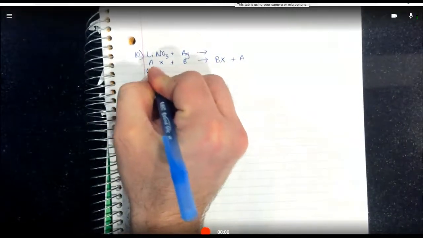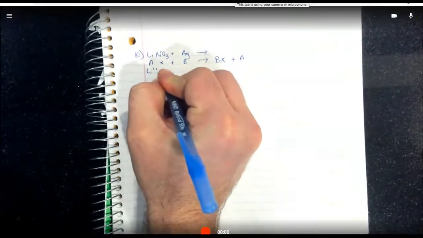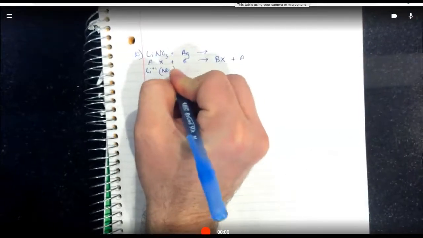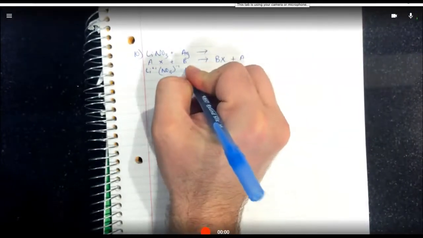A is lithium with a +1 charge. X is nitrate, the -1 charge. Silver has a +1 charge.